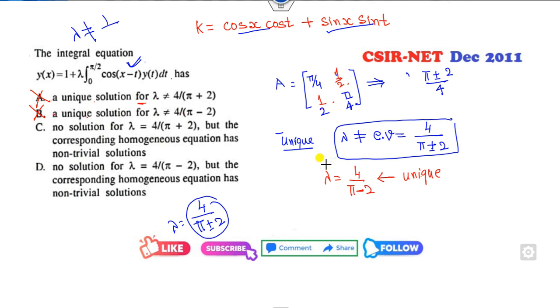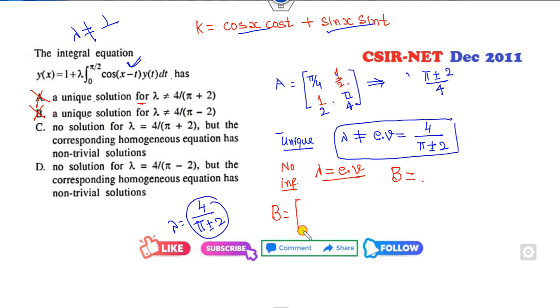Now remember, what is the case for the no solution or the infinite solution? That means when lambda is equal to the eigenvalues, then we need to calculate the B. So let's firstly calculate the B.